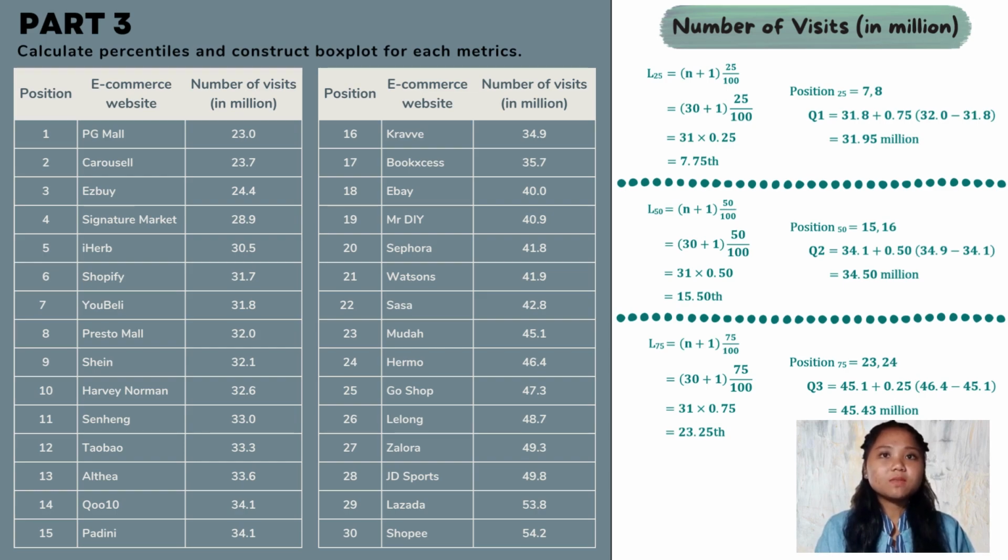For Q3 or the 75th percentile, the locator is 31 times 0.75, which is 23.25. So the 75th percentile is the 23.25th value, here between 45.1 and 46.4. So the 75th percentile is calculated as 45.1 plus 0.25 times the distance between 45.1 and 46.4. The 75th percentile is 45.43 million.